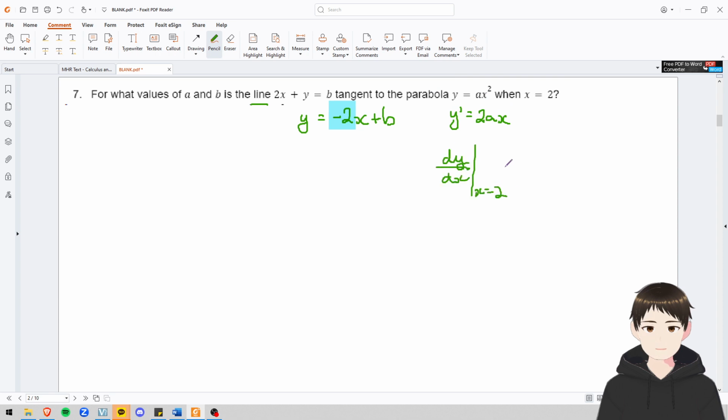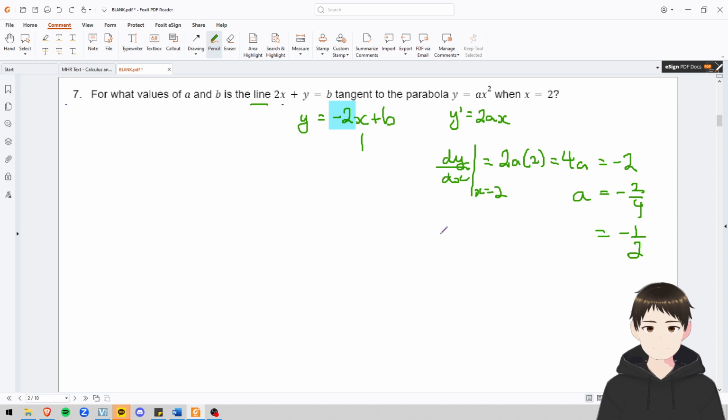When x equals 2, that would be 2a times 2, which is 4a, and 4a must equal the slope of that tangent, which means a equals negative 2 over 4, a equals negative half. That tells you a lot. If a is negative half, we already know what the slope is going to be, and we know what the y value is going to be. So if we know what the x value is going to be, and we know what the y value is going to be, we can figure out the b value, which gives us the last piece we know.